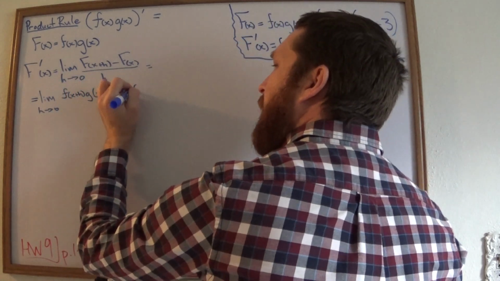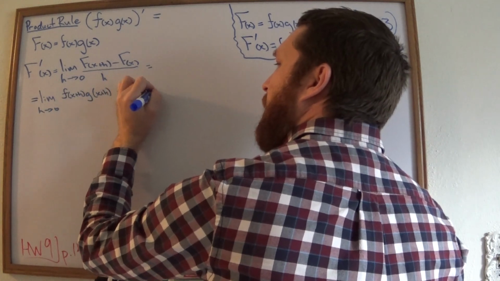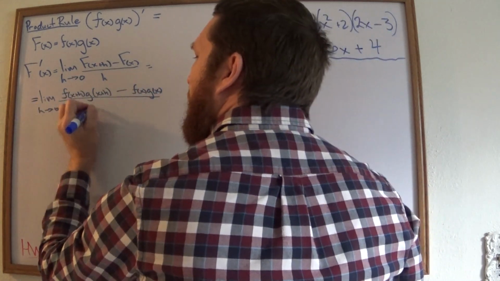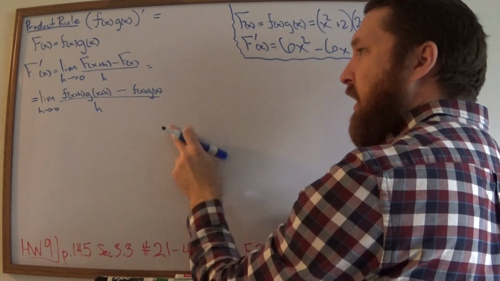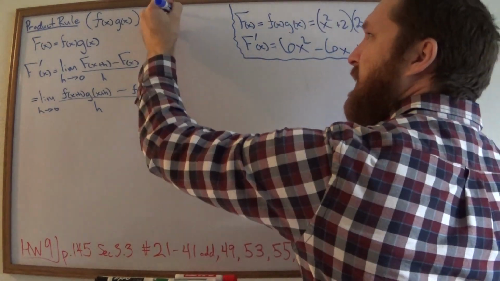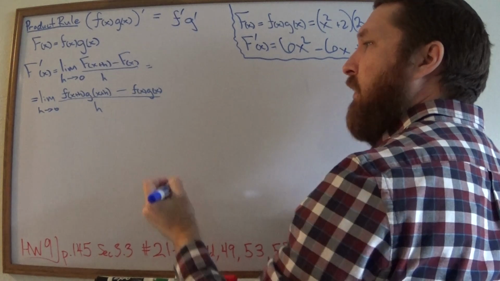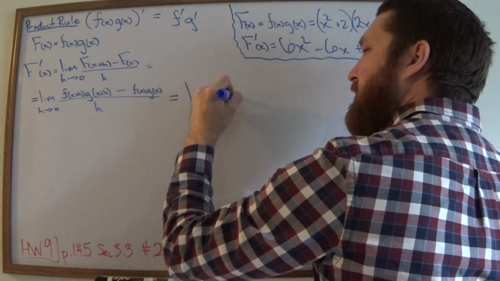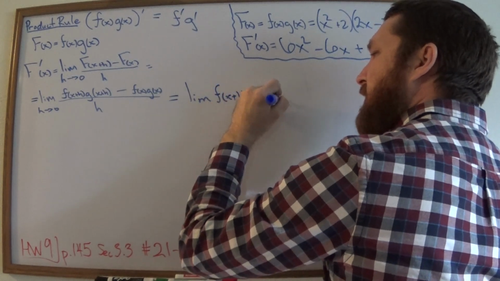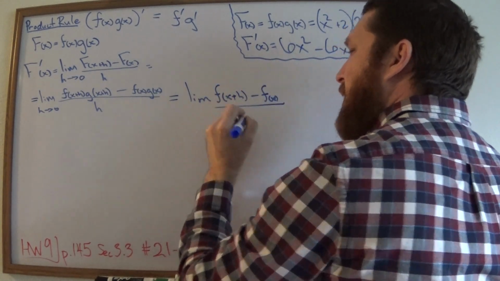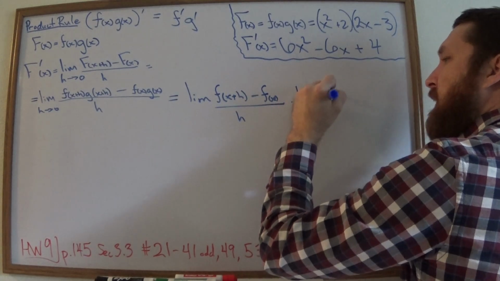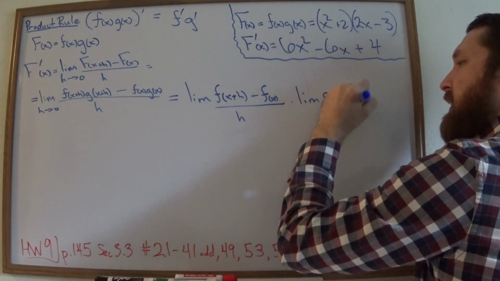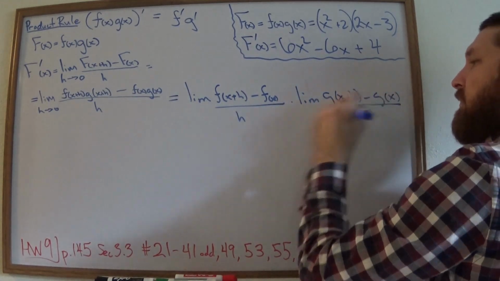Minus f of x times g of x. There we go. Okay, now here's the thing. If this were simply equal to the product of the two, as we assume, f prime times g prime, then this would have to be equal to the limit of f of x plus h minus f of x all over h, times the limit of g of x plus h minus g of x all over h.